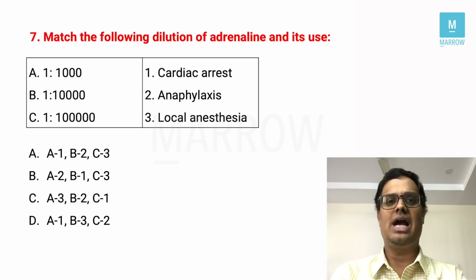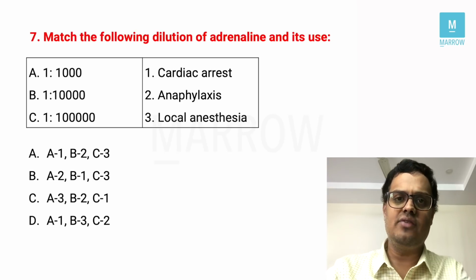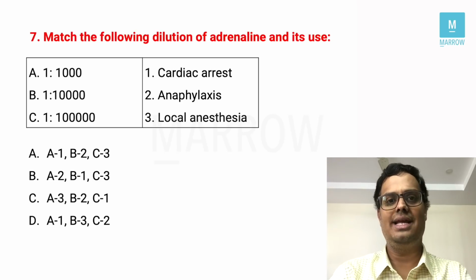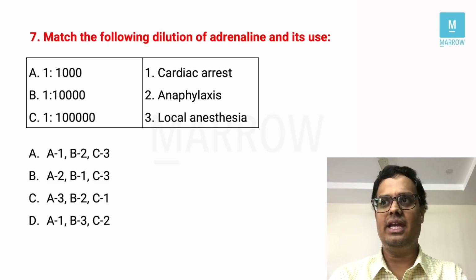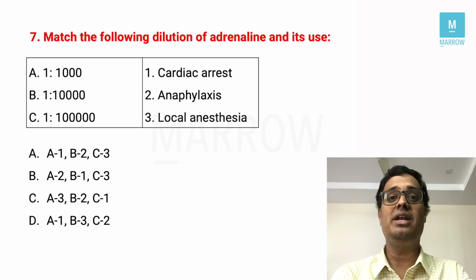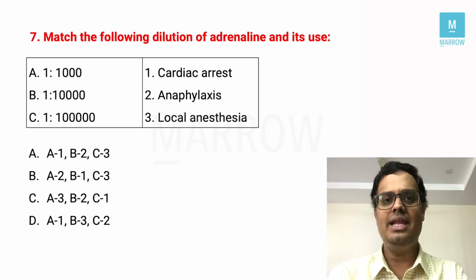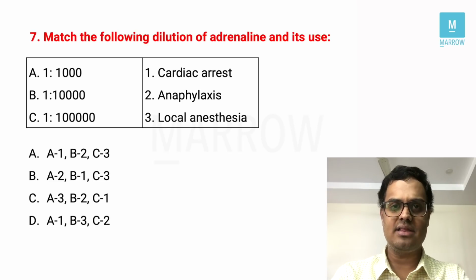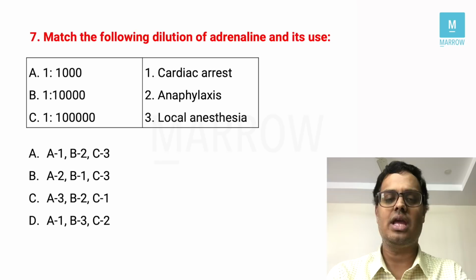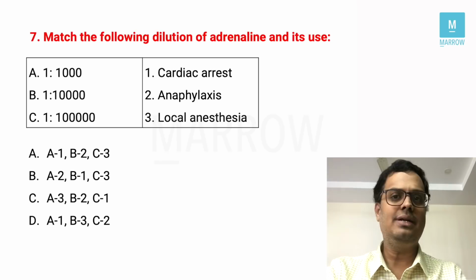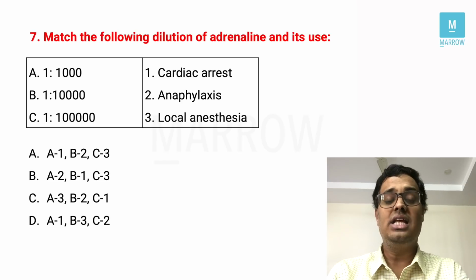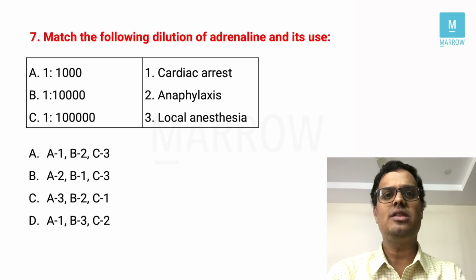Sir, I don't know the cardiac arrest dilution. The second thing is, if you have entered into your clinical postings, in operation theaters or in casualties, in the next slide, you might have seen lignocaine. Here it is very clearly mentioned 1:2 lakh. In local anesthesia, we use a dilution of adrenaline in lignocaine at 1:2 lakh. Sir, but here there is no 1:2 lakh, there is 1:1 lakh.